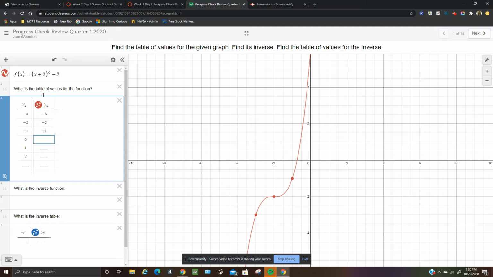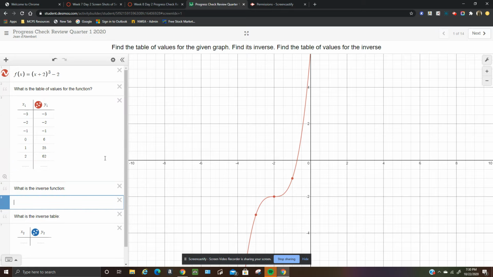And then plug a 0, 0 plus 2 is 2, cubed is 8, minus 2, 8 minus 2 is 6. And I plug a 1 in, 1 plus 2 is 3, 3 cubed is 27, minus 2 is 25. And plug a 2 in, 2 plus 2 is 4. 4 cubed is 64, minus 2 is 62.